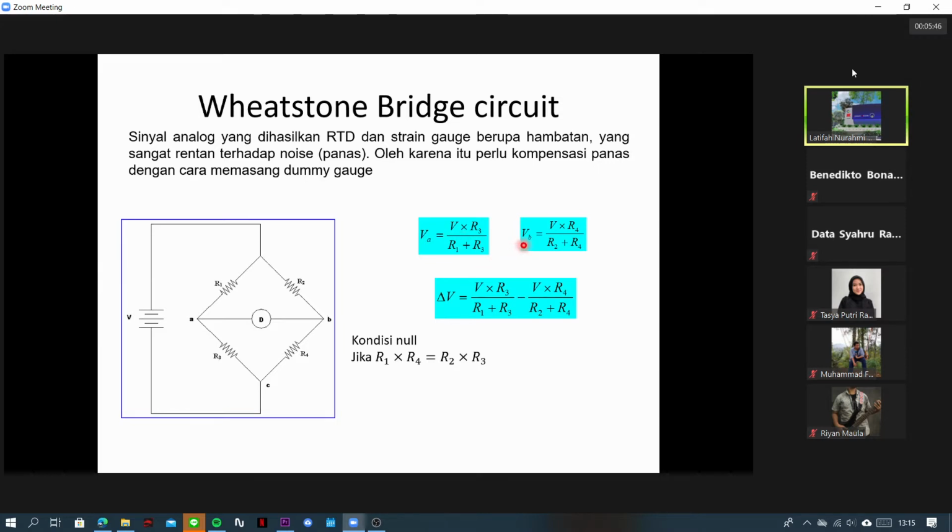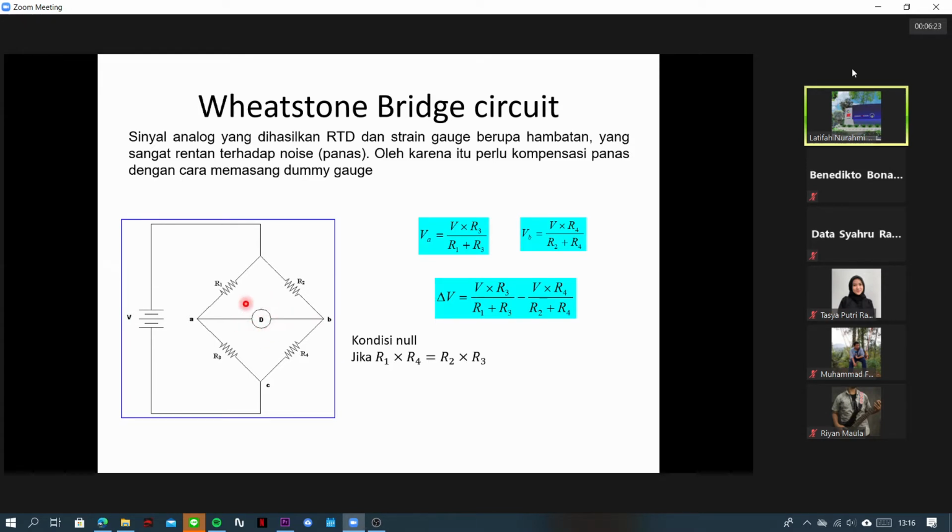So VB at point B, you do the same. Because B is in between R2 and R4, you can find this VB. This is actually the final result. If you want to know in more detail how you get these final results, you can go to the video for more detailed explanations. Right, so the difference between point A and point B is what we get as the V output.